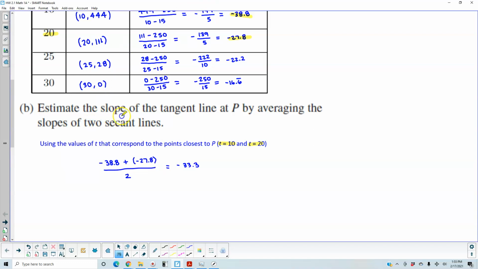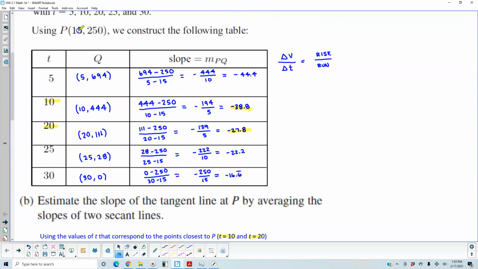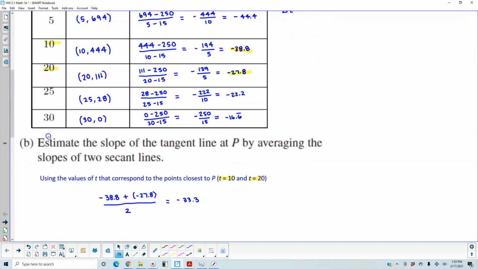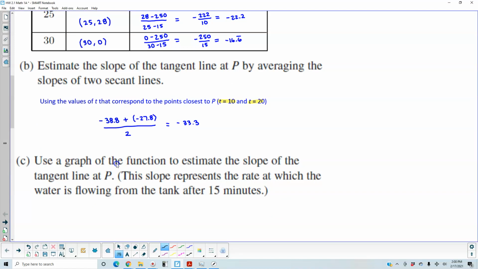So that is estimating the slope of the tangent line at P, and we averaged slopes of 2 secant lines that were close, so we had 10 and 20, since that number 15 is in between 10 and 20. Next, we want to use a graph of the function to estimate the slope of the tangent line at P. This slope represents the rate at which the water is flowing from the tank after 15 minutes.